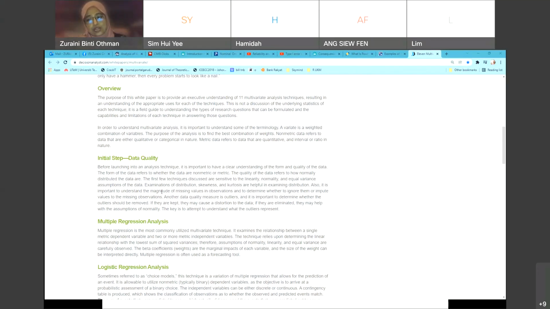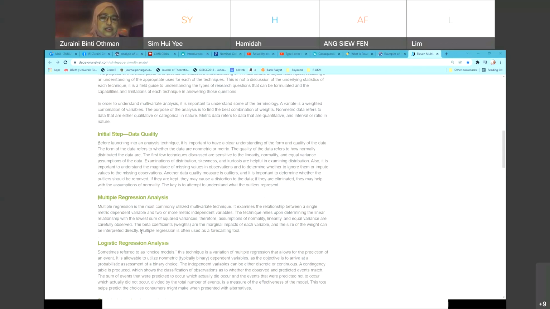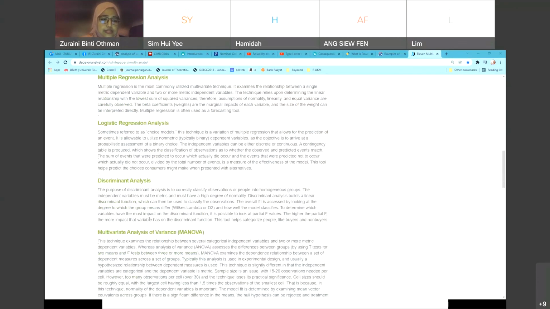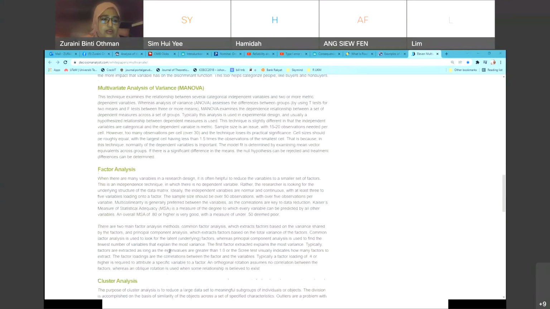Okay, first is to clean your data. Before you clean your data, consider how you want to write or how you want to read your data. Okay, we don't want to do it manually. We want to use tools to help us clean our data, because if we are facing a lot of data, we can't do it manually. Then here they discuss a bit of multiple regression analysis, logistic, discriminant analysis, and MANOVA, and so on.